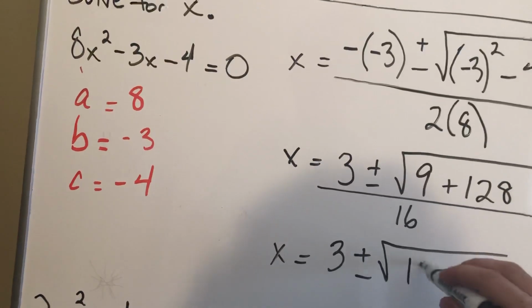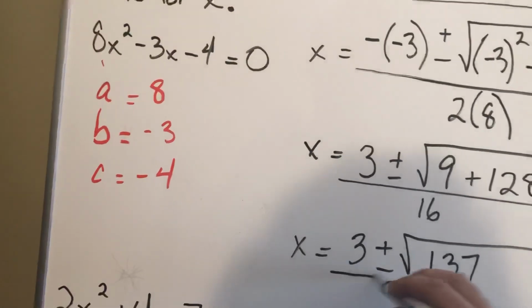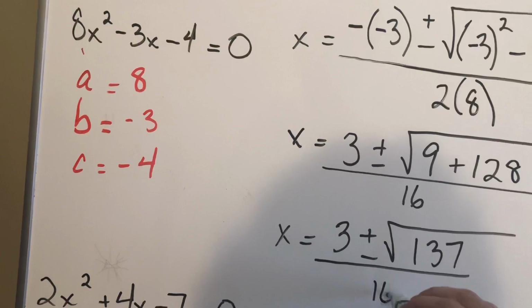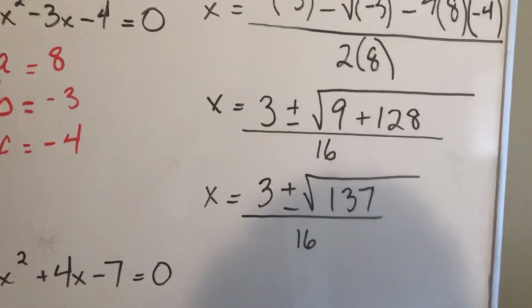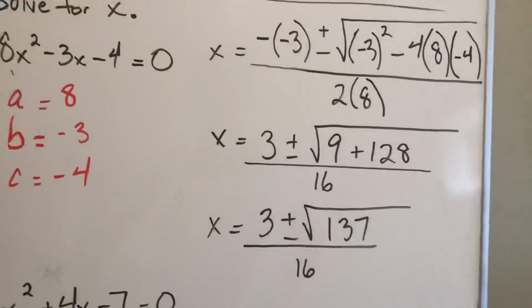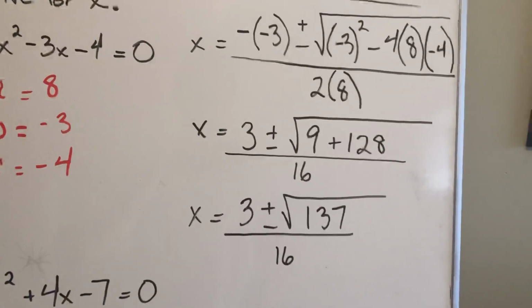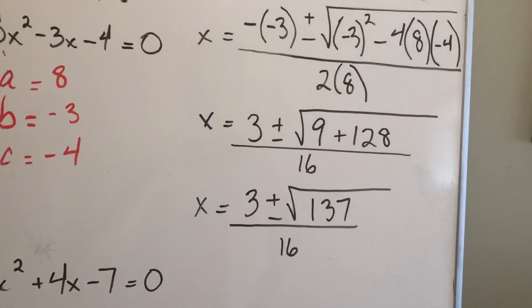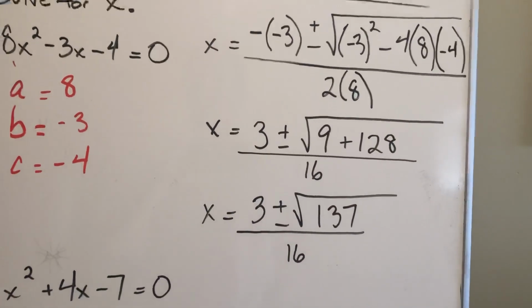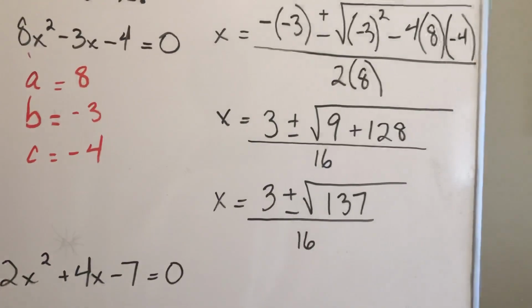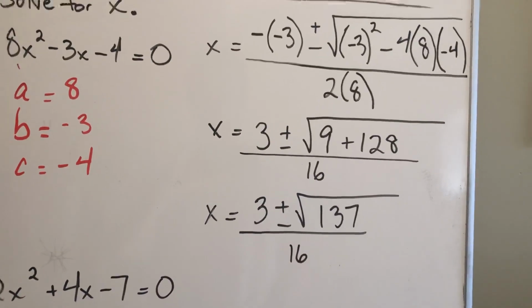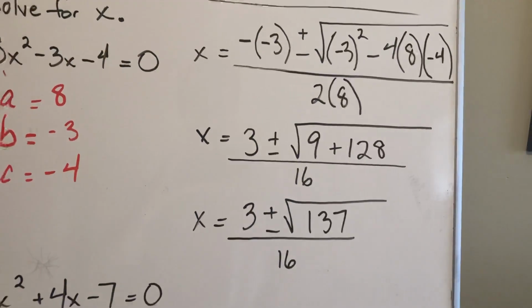Nine plus 128 is 137 over 16. Now we're just about done. We have one thing to check to see if we're finished. We need to look at that radical. We just got done with a couple weeks learning how to simplify radical expressions and equations. Are there any perfect square factors of square root of 137?